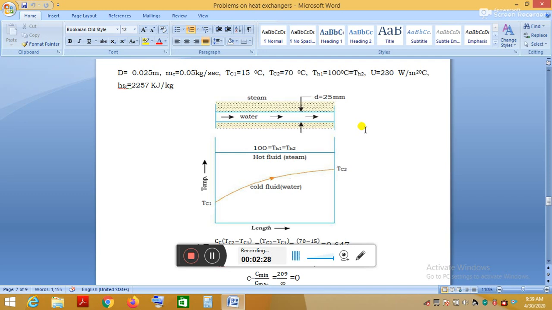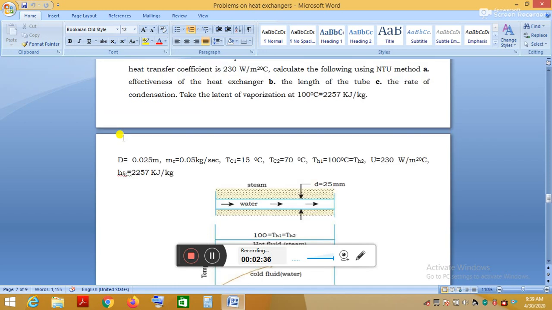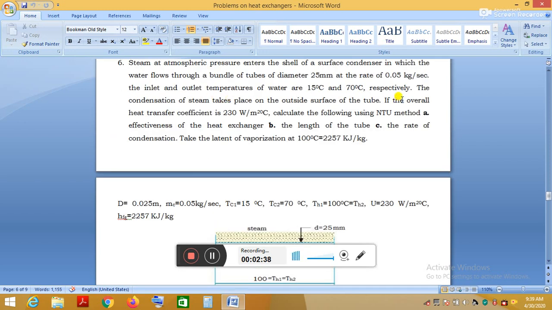and he has given the diameter of the tube through which the water is flowing, which is 0.025 meter or 25 mm, and he has given the overall heat transfer coefficient as 230 watt per meter square degree Celsius, and he has given the mass of the water which is flowing through the tube as 0.05 kg per second. Here in this problem he has given all the 4 temperatures.